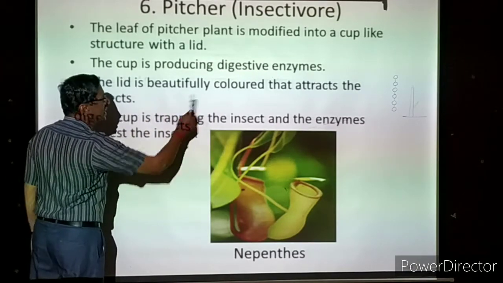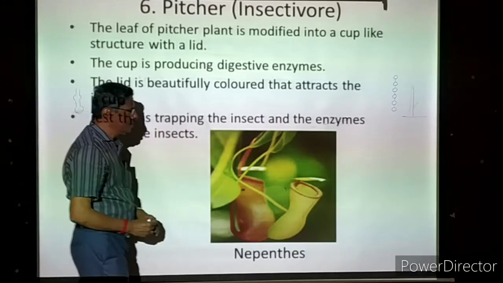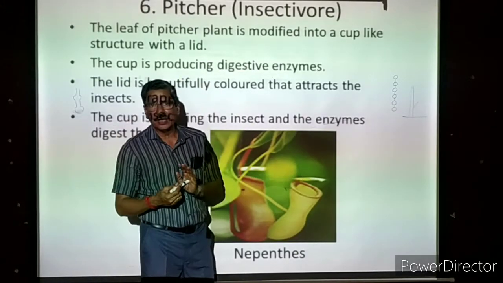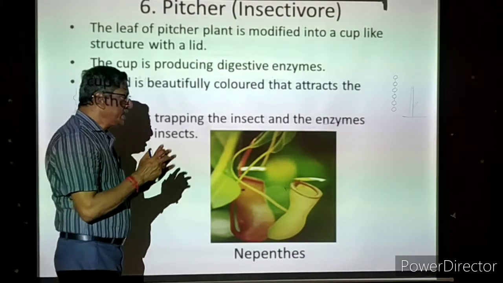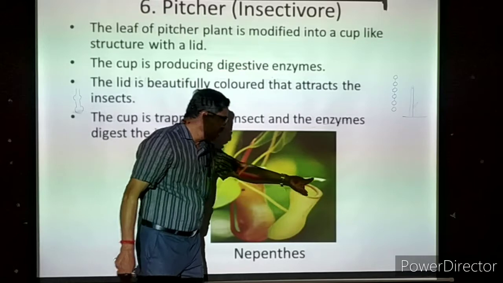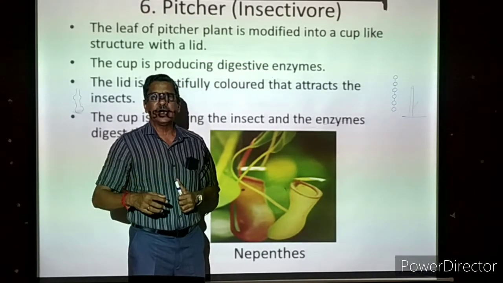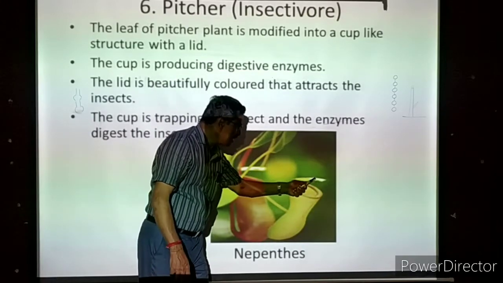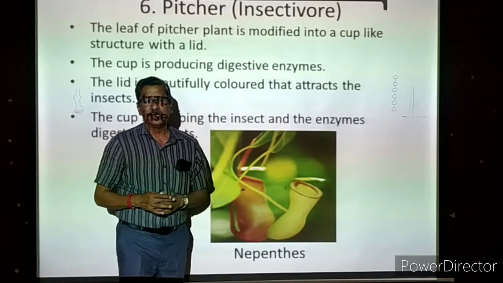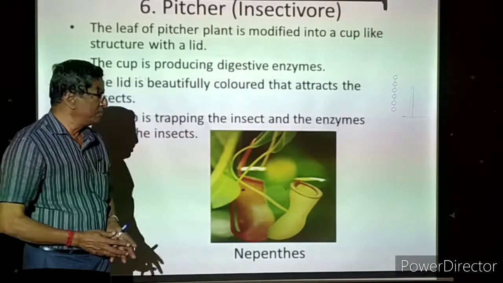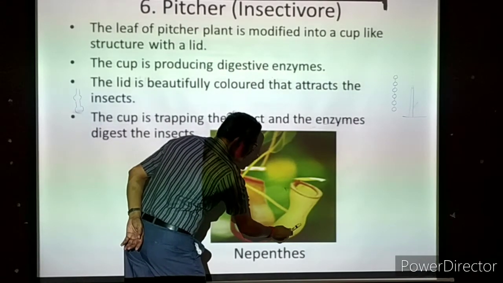The lid is beautifully colored, which attracts the insects. The cup is trapping the insect. For example, the lid is kept open. It is beautifully colored. Now the insect is misunderstanding, maybe a butterfly or any other insect. It is attracted by this colored lid. The insect thinks that it is a beautiful flower, so it is trying to come and take the nectar. So the insect is coming and sitting on the mouth. Now the insect sees some fluid present inside, thinking that it is a large amount of nectar. So the insect will try to enter to take the nectar, but it is not nectar, it is digestive enzyme.